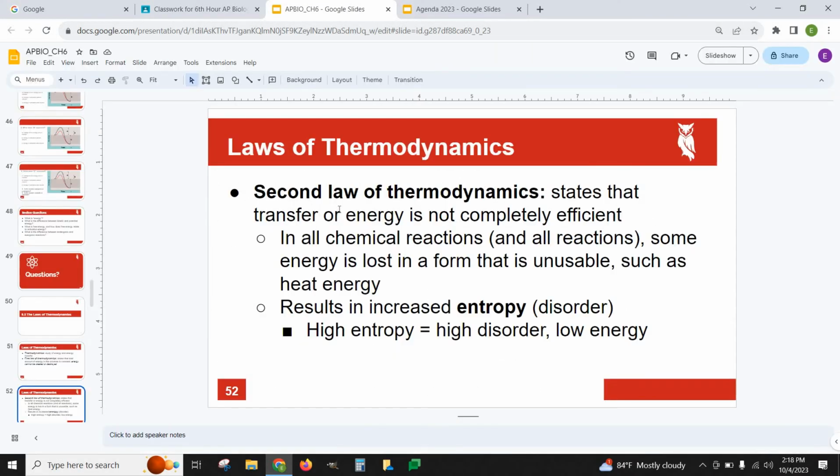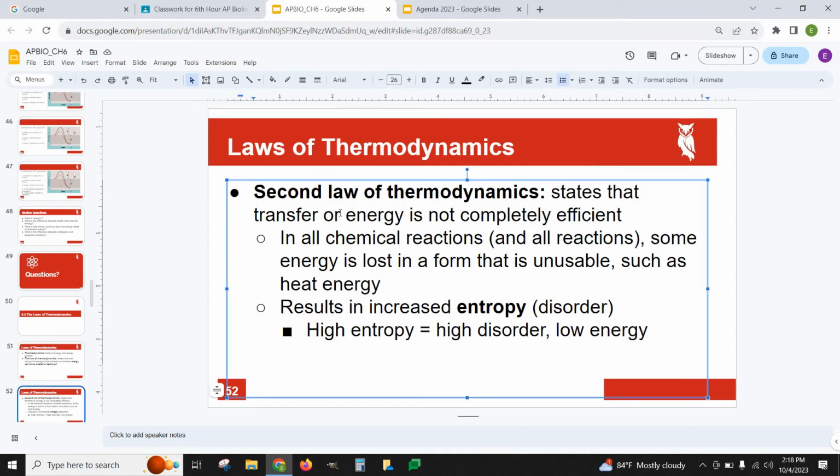Wait, isn't the first law the law of conservation of mass? That is different. We're talking thermodynamics, which is energy. We're just talking about energy, so we're dealing with those.